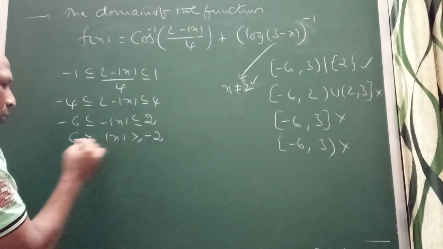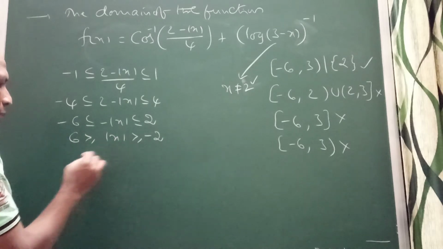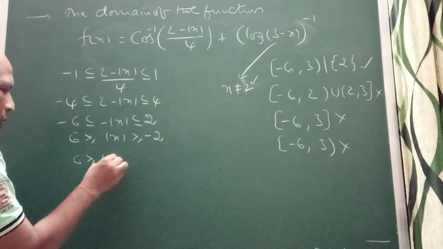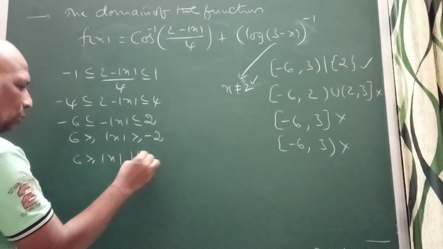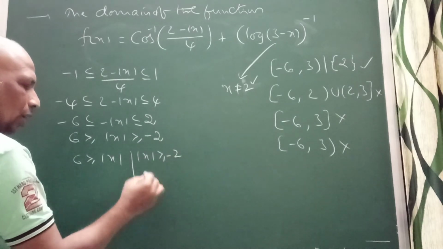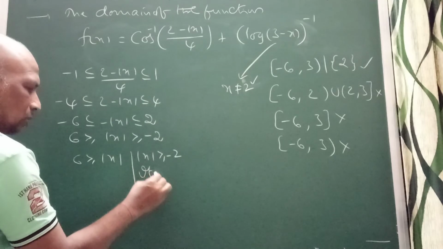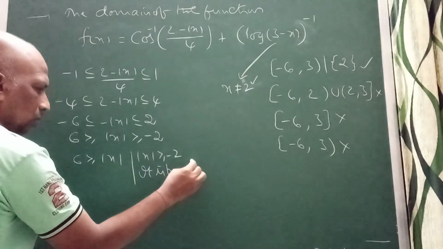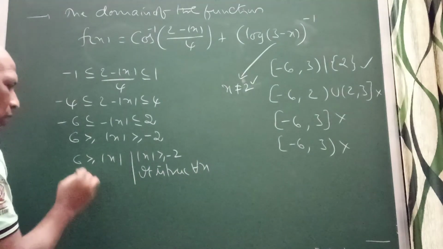From this I can conclude, 6 greater than or equal to mod x. And I can write mod x greater than or equal to minus 2. This is always true for all x, right? It is true for all x. Correct, it is true.